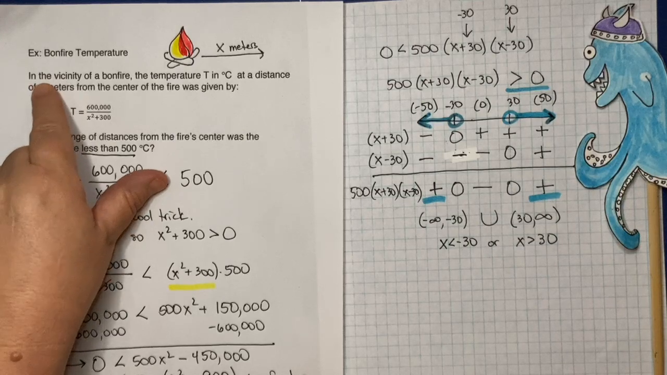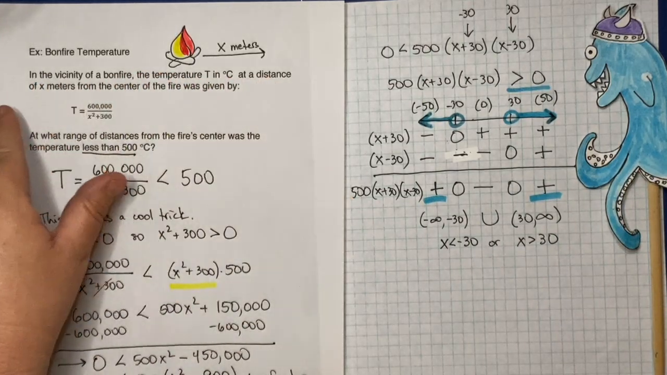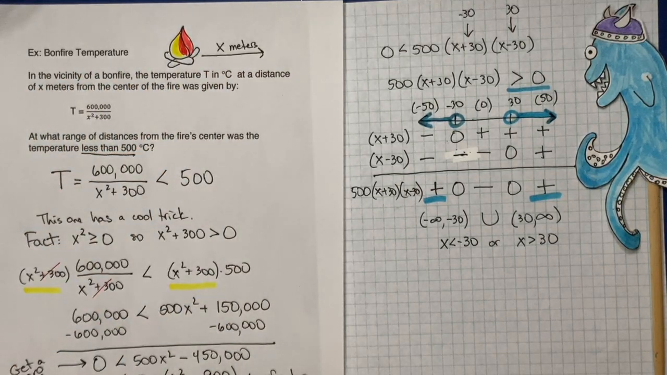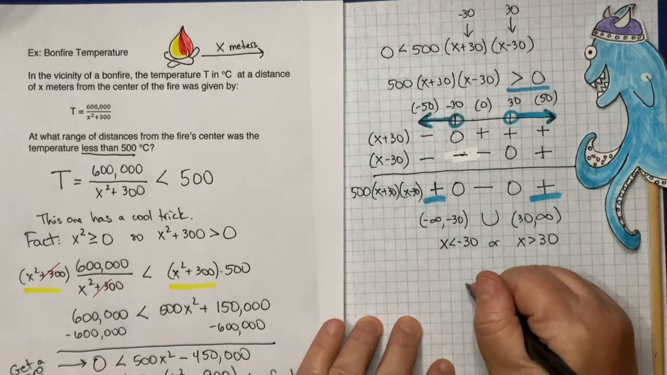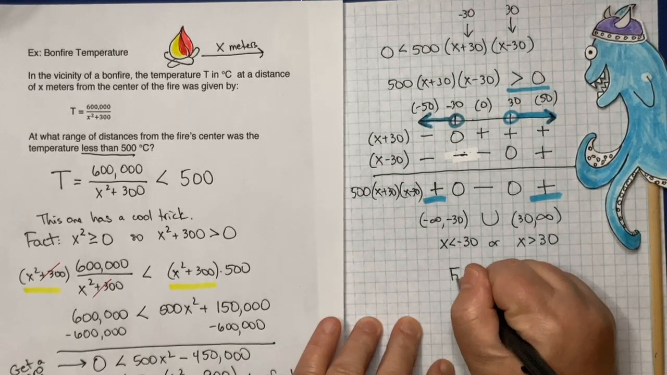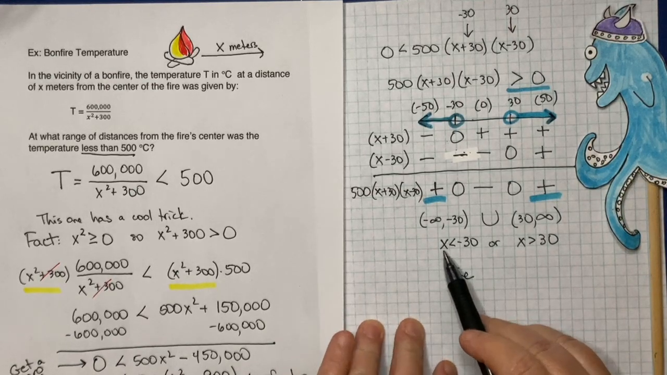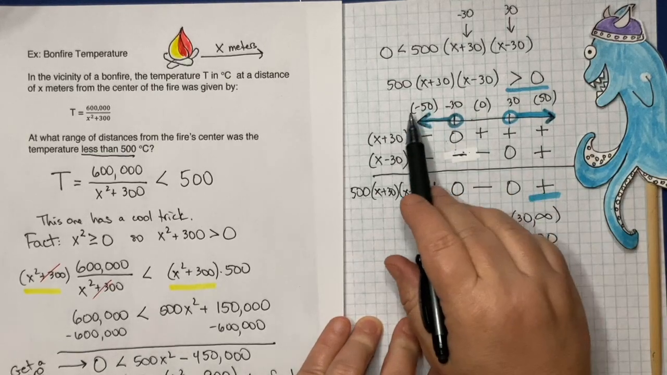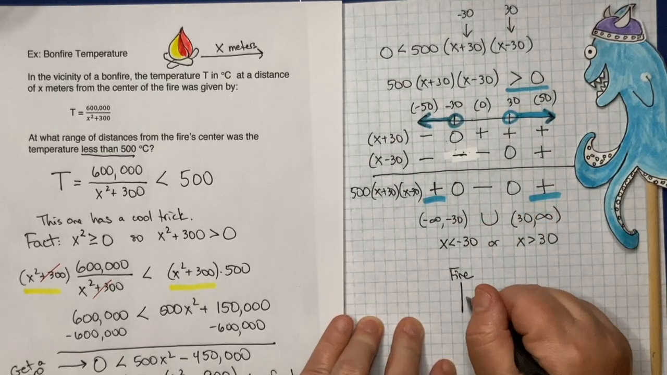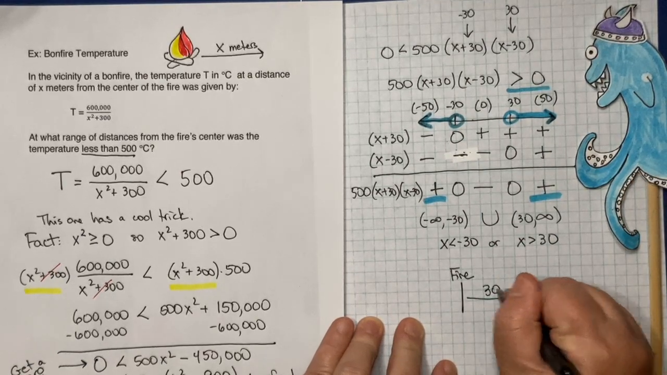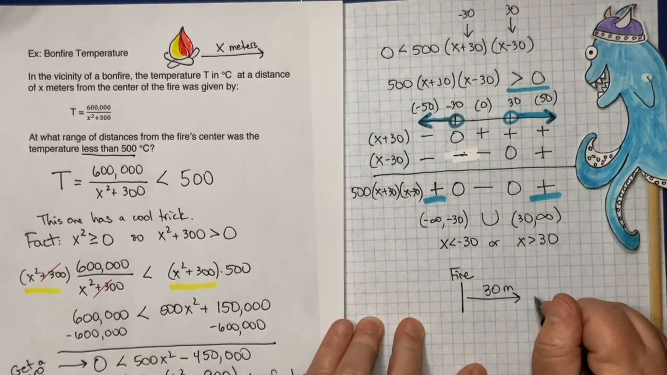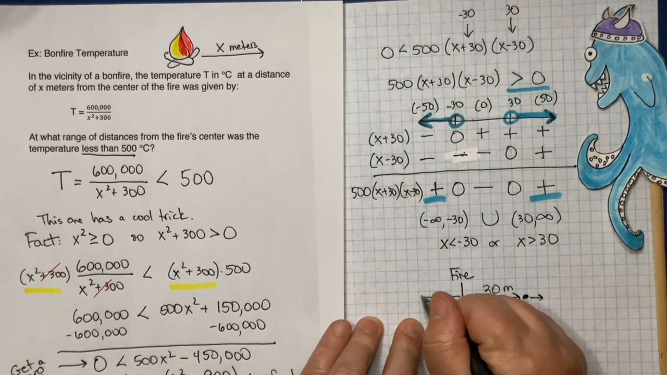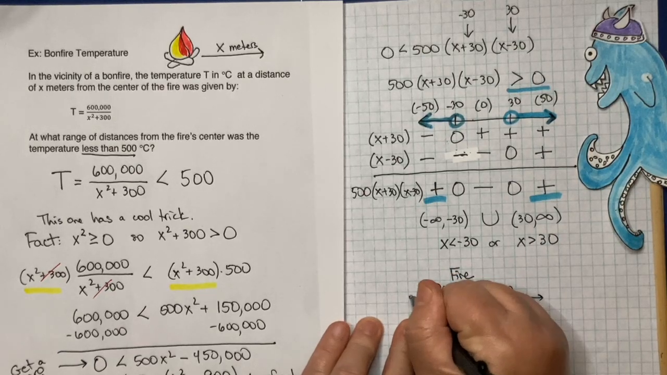Okay, so it says, in the vicinity of a bonfire, the temperature T, at a distance of x meters from the center of the fire. Okay, so what if the fire is right here? What if this is the fire? What does it mean that x has to be less than negative 30 or greater than 30? And the answer is you can see right here. So in other words, what the math is telling you is that you need to be 30 meters in this direction, or you need to be 30 meters in this direction.